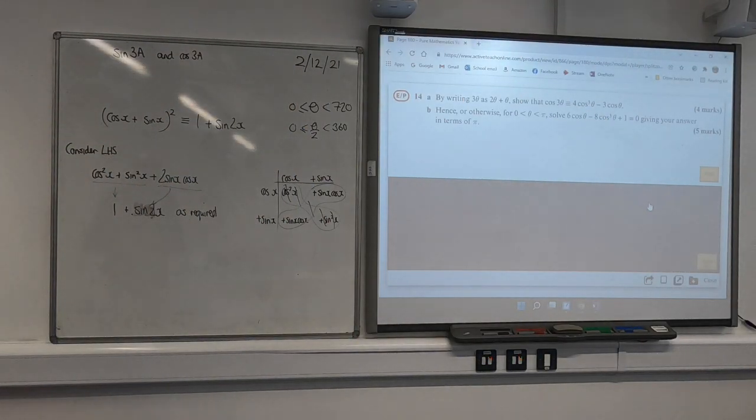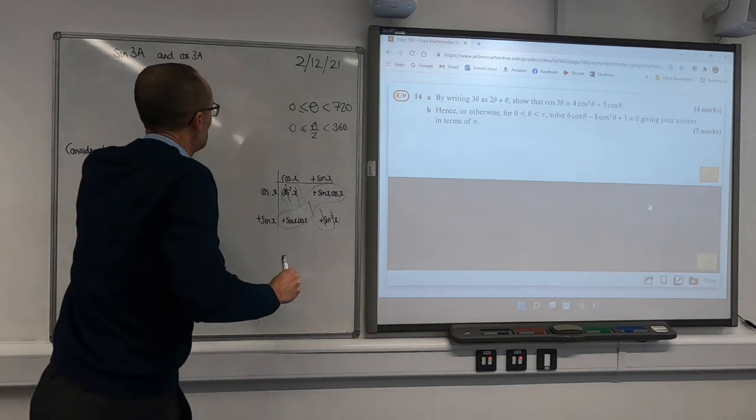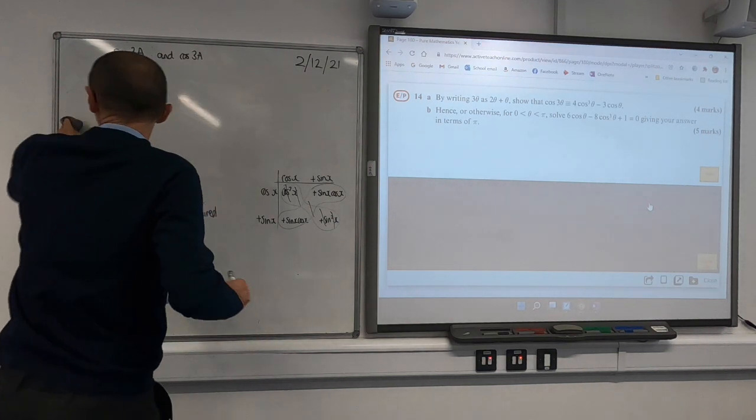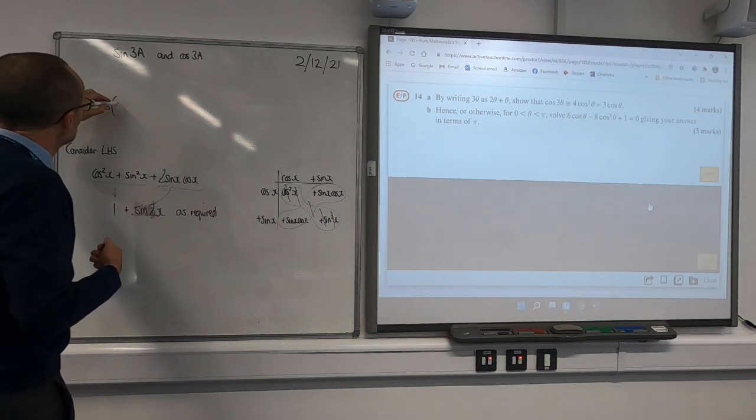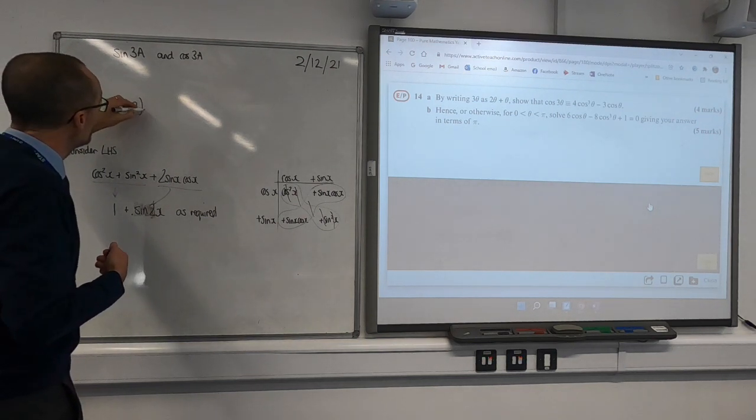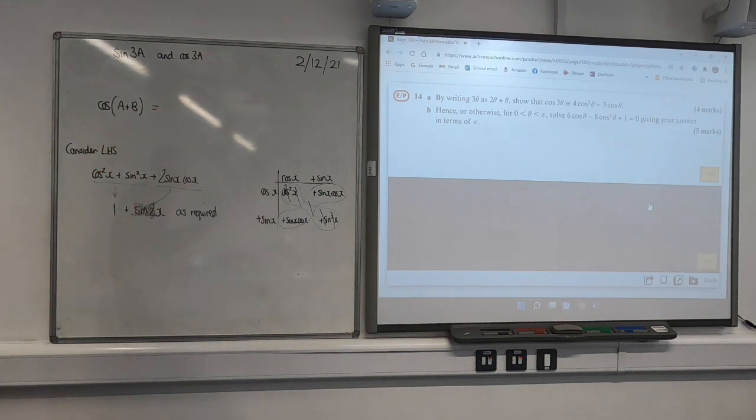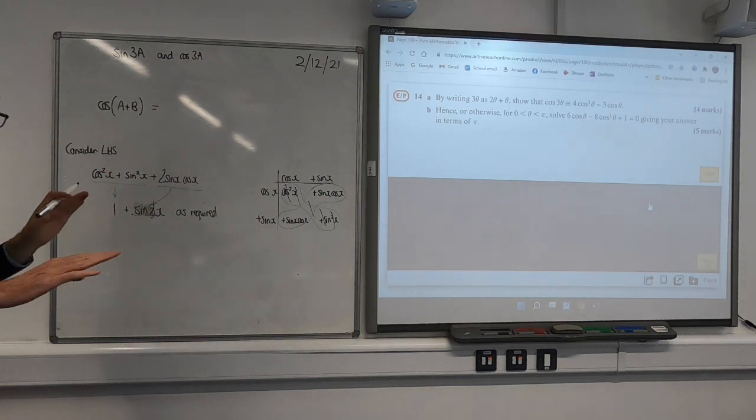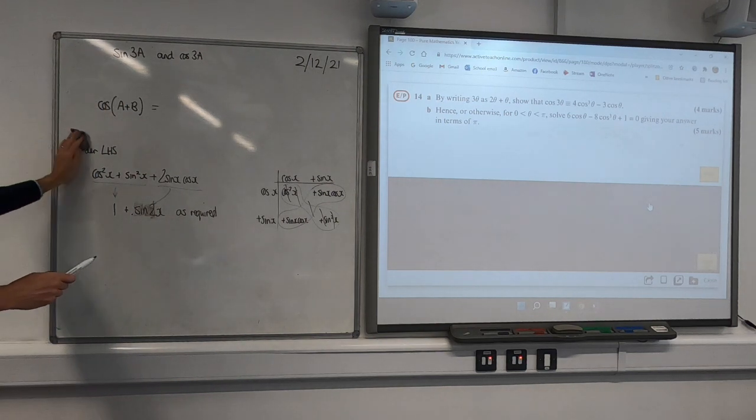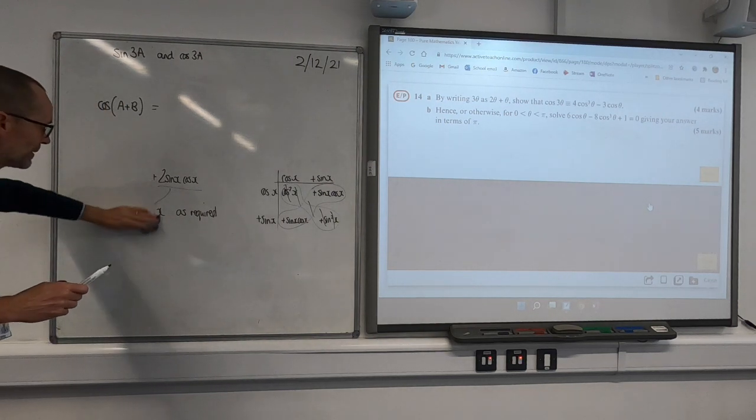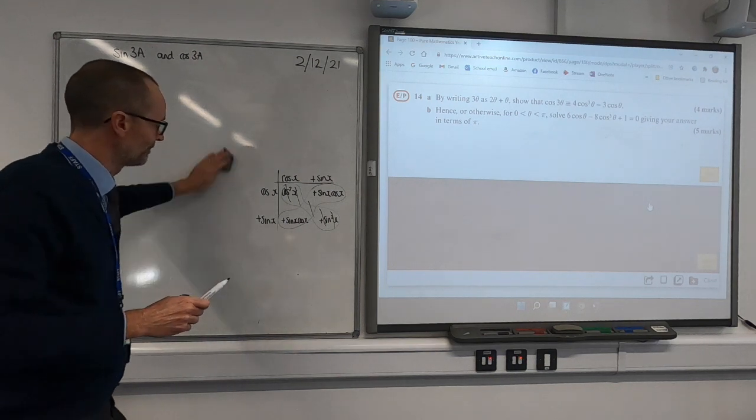So can I get you to start by looking at your I-left trig sheet and reminding yourself about the cos A plus B rule, okay, which is on the formula sheet, so that's nothing that needs to be remembered, but it's also on the I-left trig sheet. So just write out what the formula sheet tells us cos A plus B can be written as.